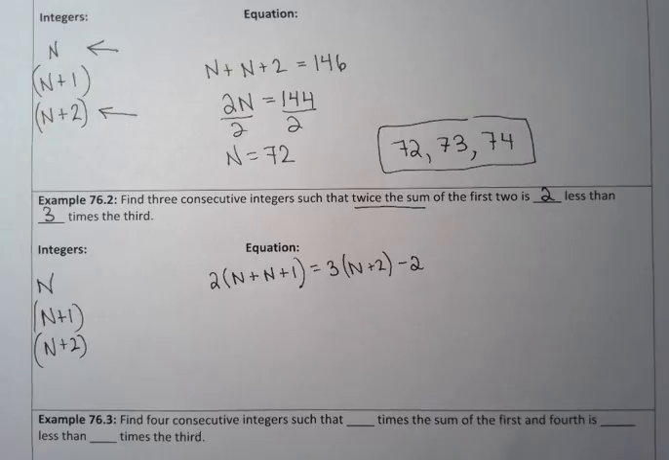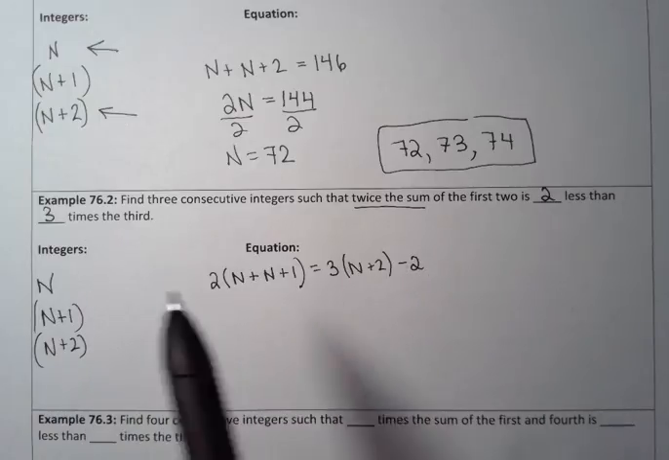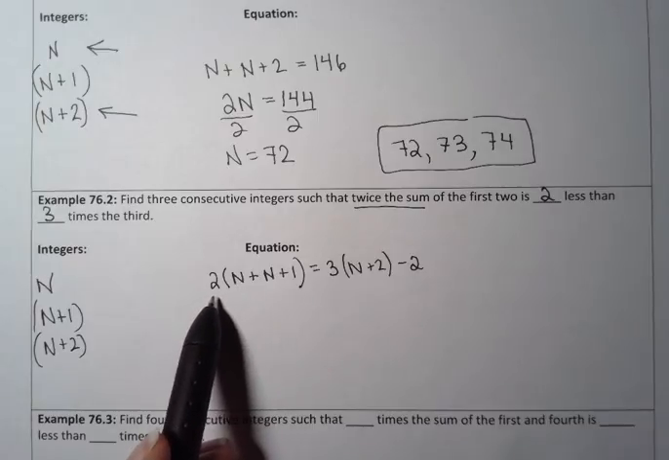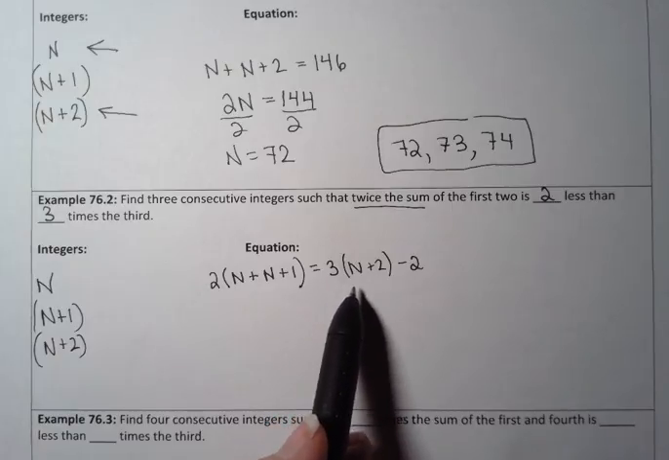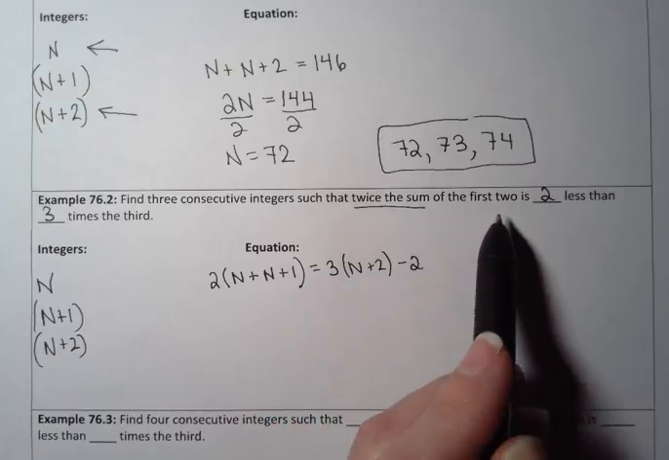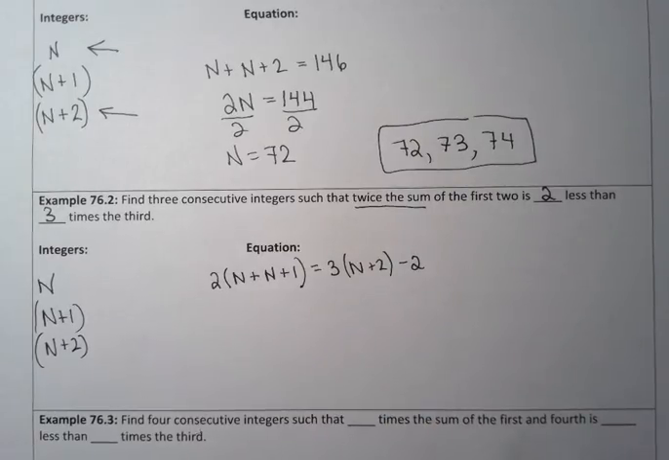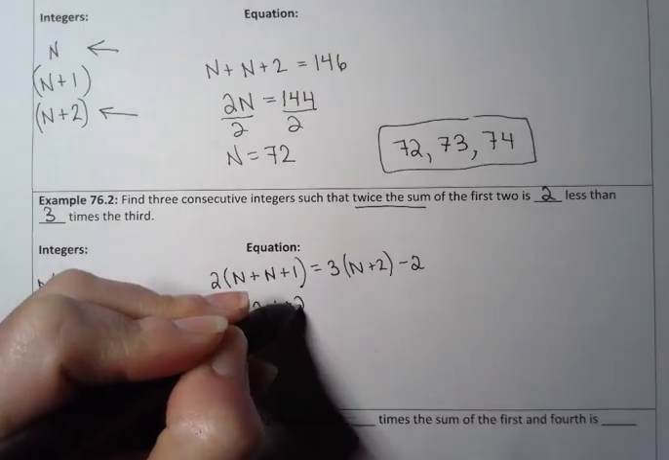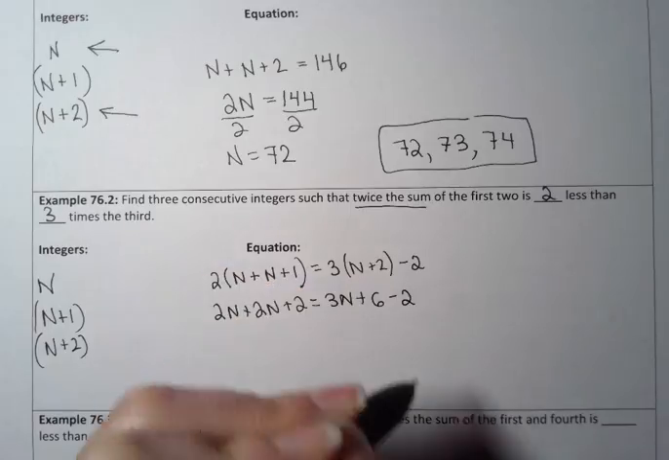So here's the equation that matches with this problem. We have twice the sum of the first 2. So I add the first 2, which is n plus n plus 1, and I multiply that whole expression by 2. So that's twice the sum. And then I have 3 times the third, which is 3 times n plus 2. And the first is 2 less than 3 times n plus 2. So now all we have to do is solve this equation. So we have 2 times n plus n plus 1 equals 3 times n plus 2 minus 2.